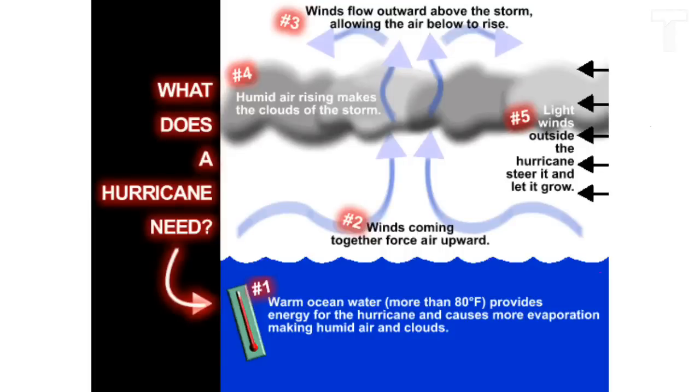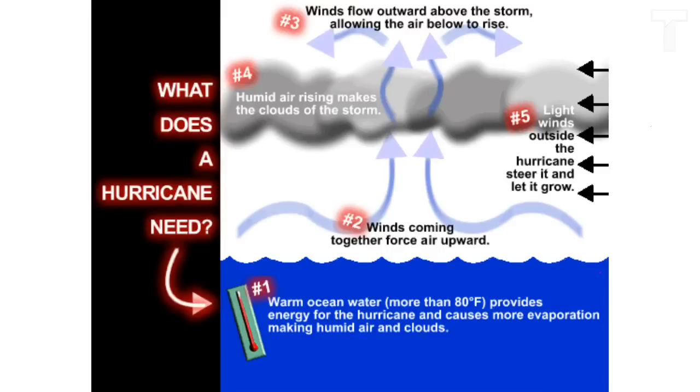Okay, so here's the diagram to show you exactly what hurricanes need to be produced. You need to make sure you draw the picture, and you need to make sure you write down the little bit of content for each number. So it starts out with warm ocean water, and that provides energy for the hurricane and causes more evaporation, making humid air and clouds.